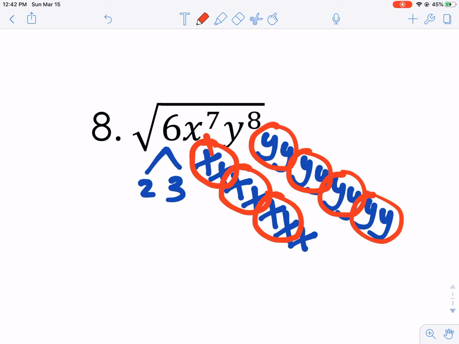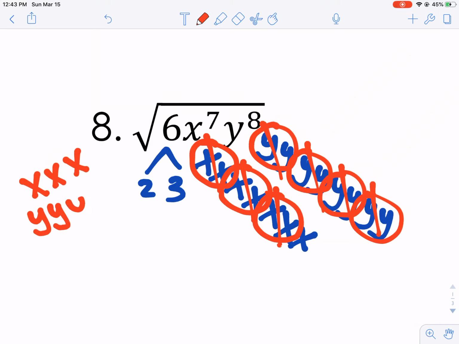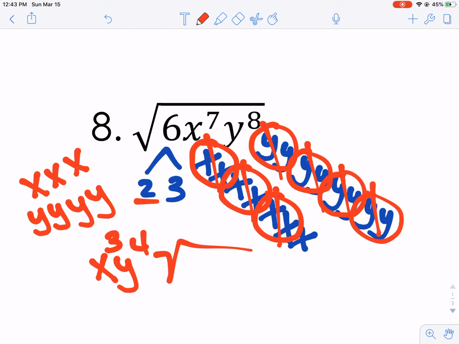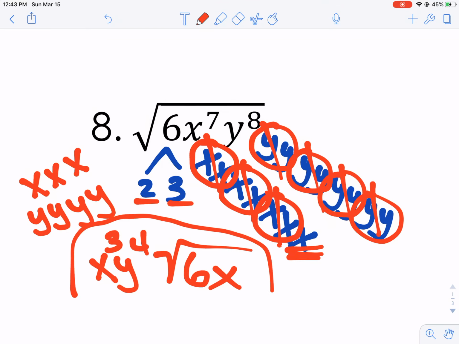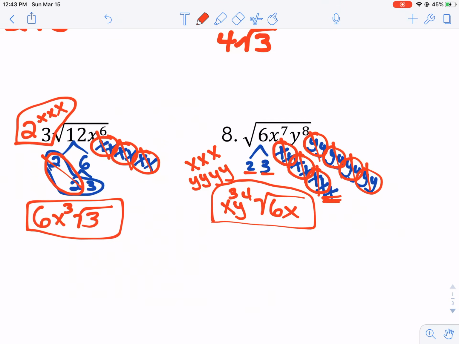So I got 1, 2, 3 groups of x's. So 3 x's come out. 1, 2, 3, 4 groups of y's, so 4 y's come out, and that's it. So I have x to the 3rd when I multiply them, y to the 4th, and then inside my square root, the 2 and the 3 multiply back together to make 6, and then I got this little extra x over here, and here is our simplified answer.